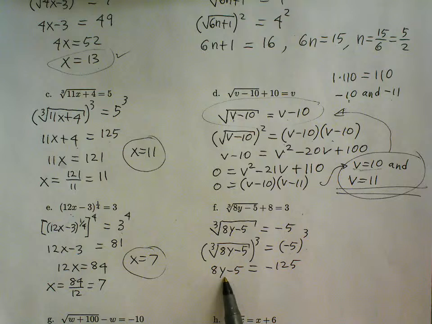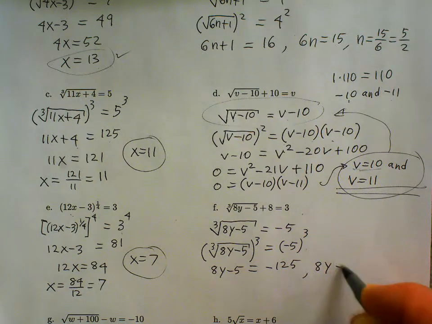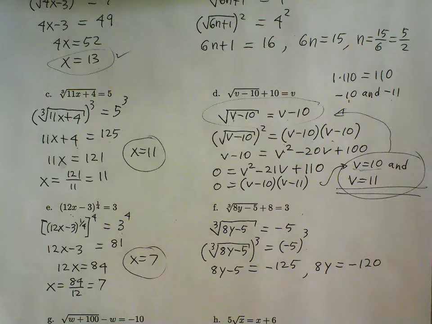Then add 5 to both sides. We get 8y equals negative 120. And then divide both sides by 8. We get y equals negative 15.